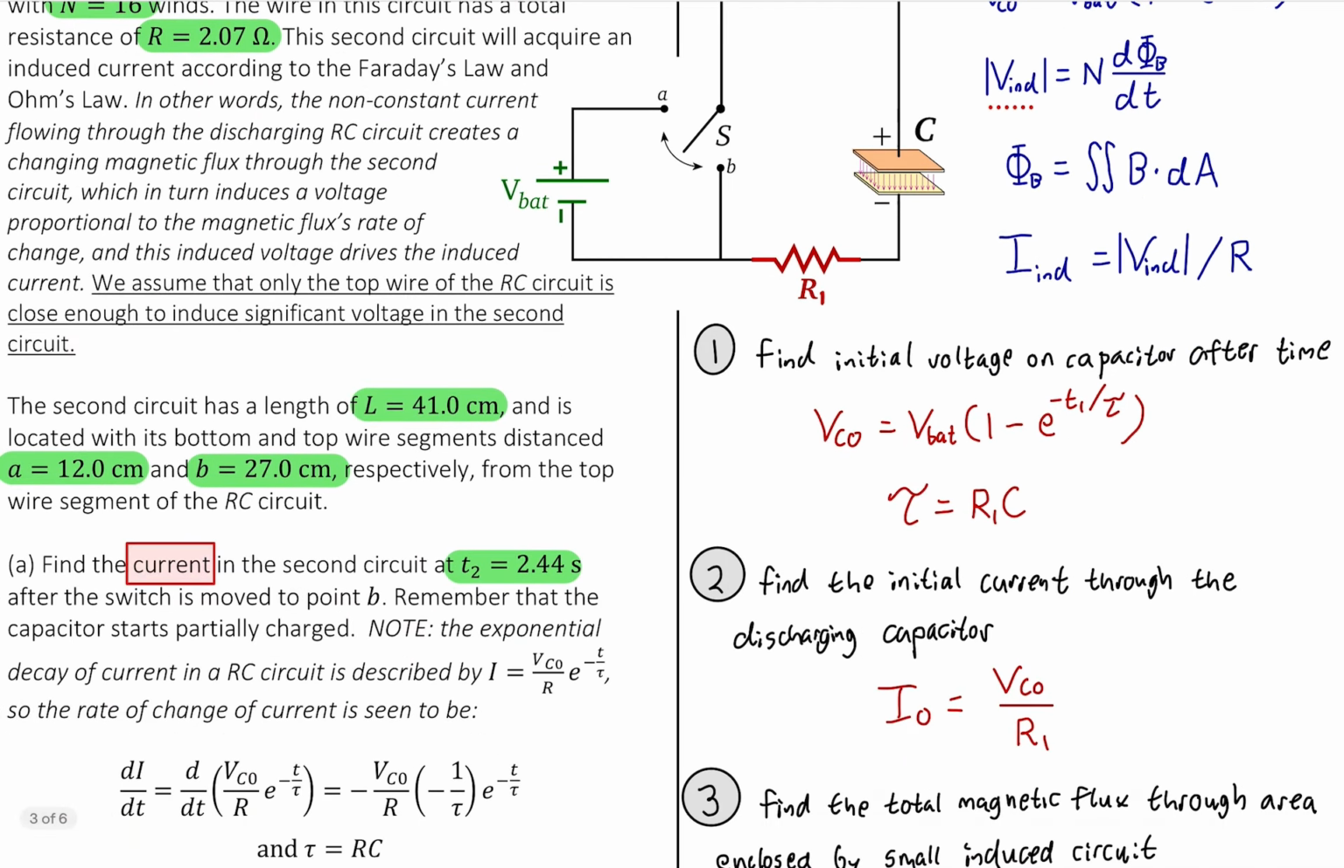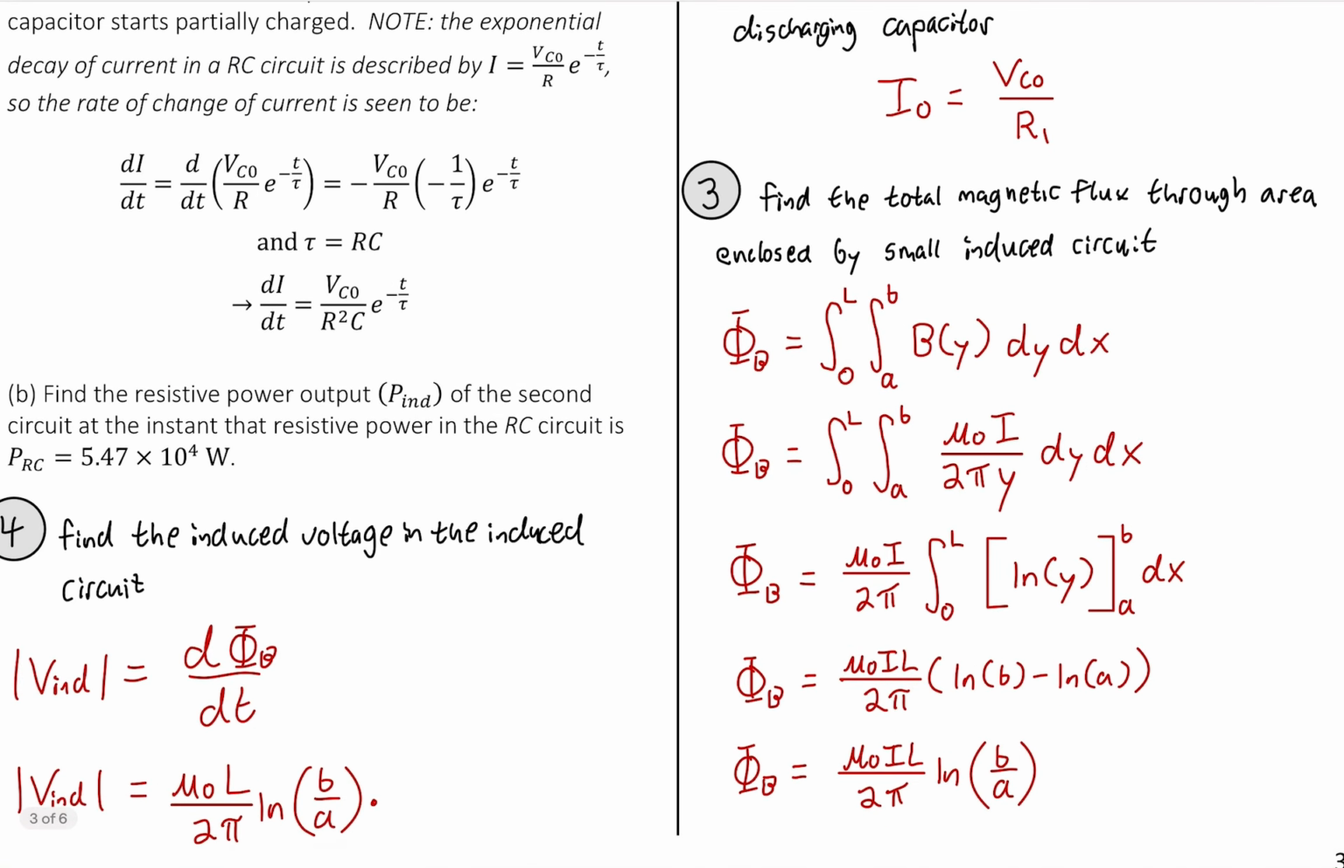And I already mentioned that we know I naught is VC naught over R1. So let's go ahead and write that. I'm not going to write I naught, I'm going to write VC naught over R1, and then multiplied by e to the negative t, not t2, just t, variable. It doesn't become t2 until we're done with the integration. So it's t over tau.